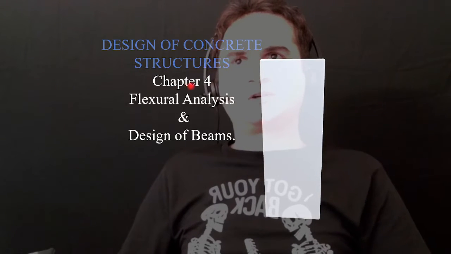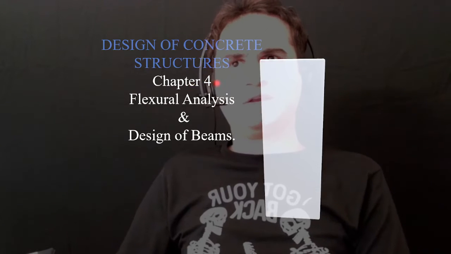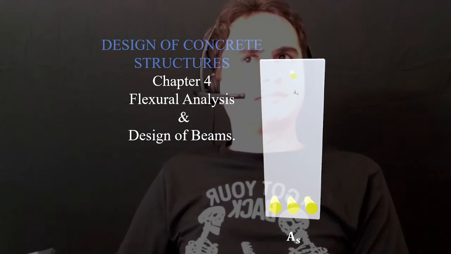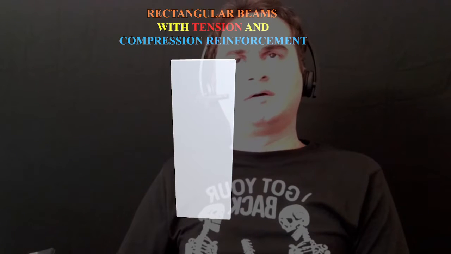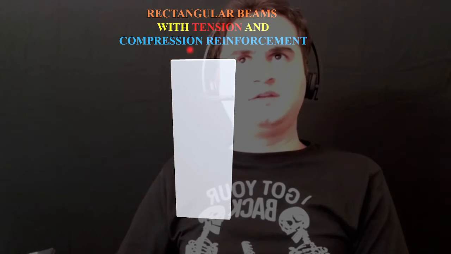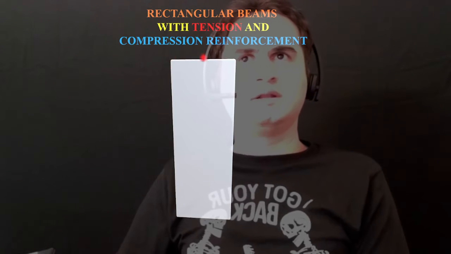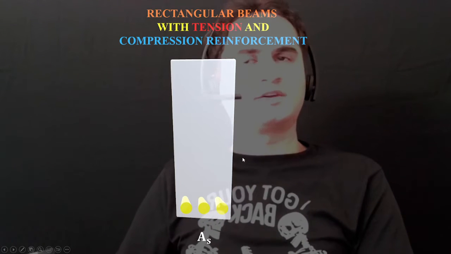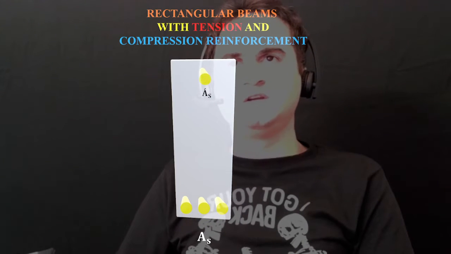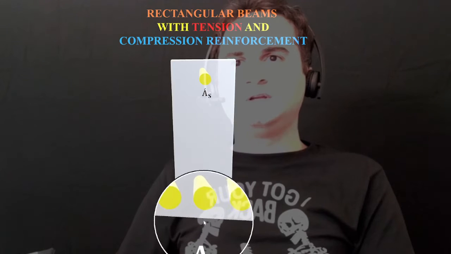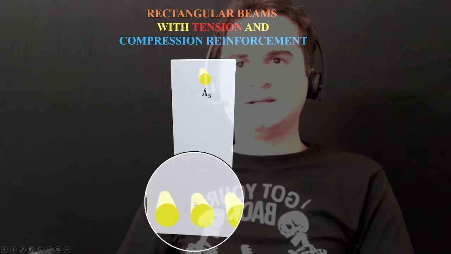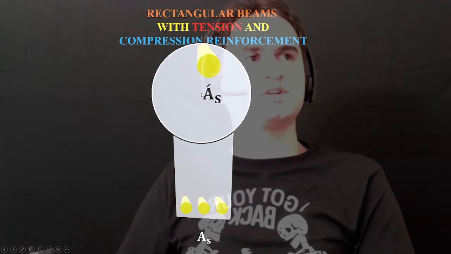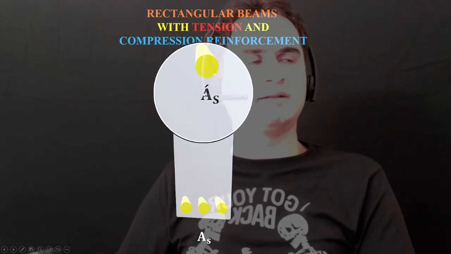Design of Reinforced Concrete Structures, Chapter 4, Flexural Analysis and Design of Beams. Rectangular beams with tensile and compressive reinforcement. So we do have a rectangular cross section which includes A_s, the tensile rebars, and also A'_s, the compression rebars at the top of the section.